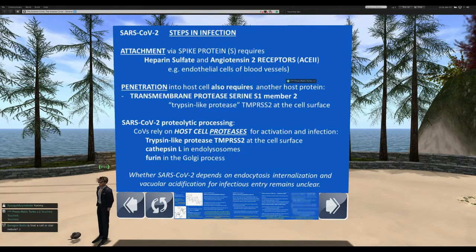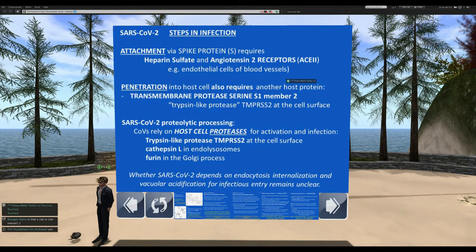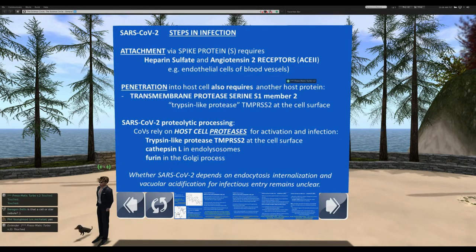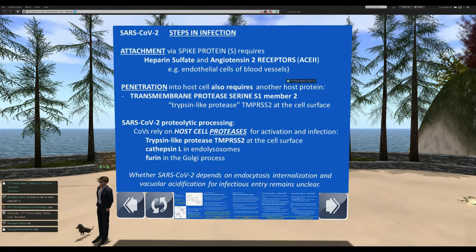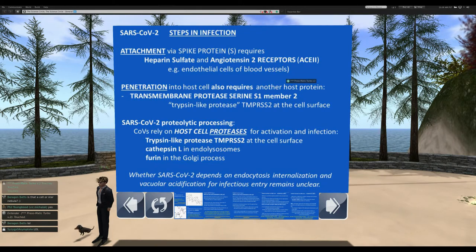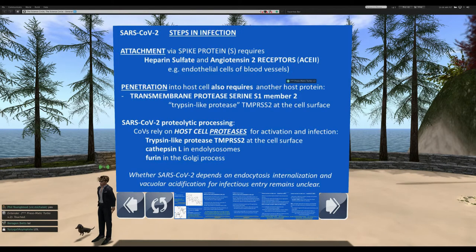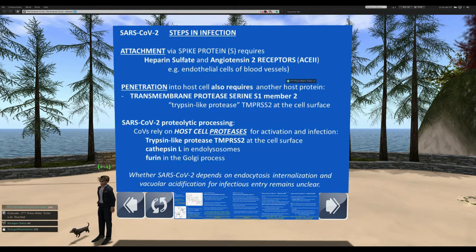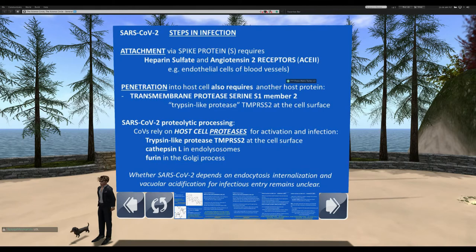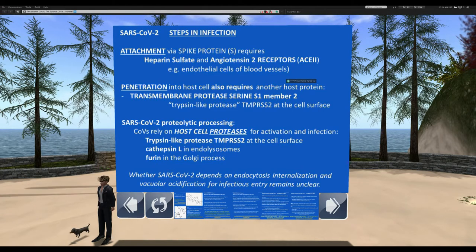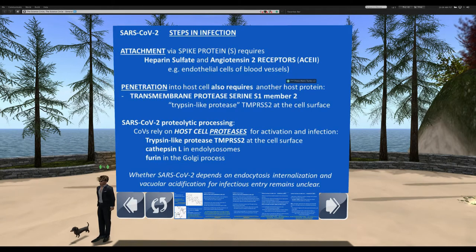Okay, steps in infection. This is really focusing on the early steps. First off, attachment. Everybody kind of knows about that, I think. One of the things that we knew before was it was angiotensin converting enzyme receptors, which are common on endothelial cells of blood vessels, which are therefore common in the respiratory system because the vascularity of the interface for gas exchange is so abundant there. And that is a good place for an airborne infectious particle to attack.